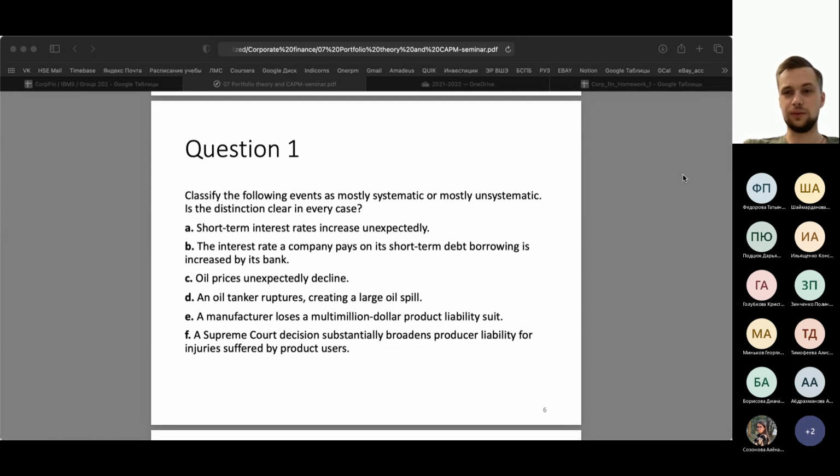Well, probably it's still better to raise the hands, yes, in order not to speak simultaneously. So, Georgi, what do you think? I think that the first one is unsystematic because short-term interest rates are much more random than long run.